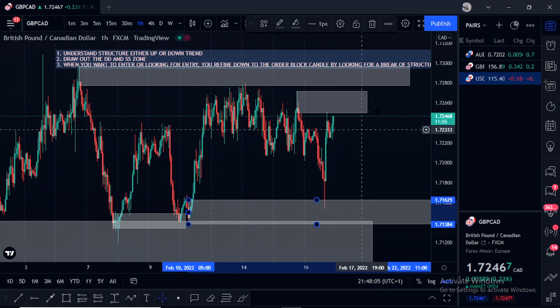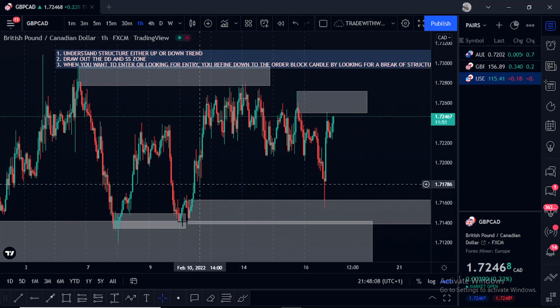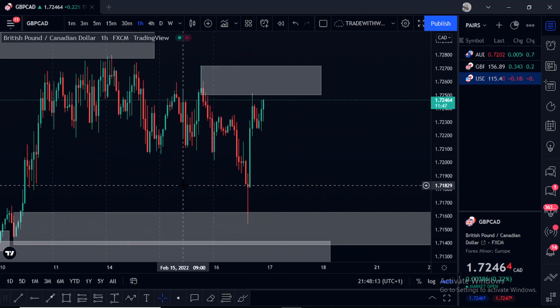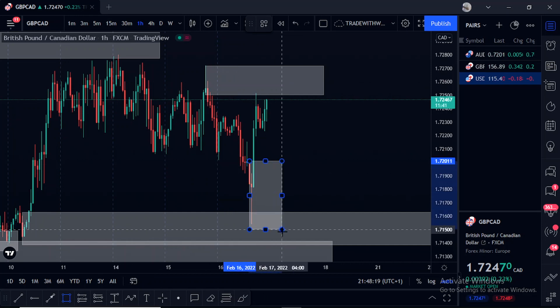So this supply zone has been mitigated here. This supply zone has been mitigated. This demand zone has also been mitigated. And what should we be expecting from here? Let's see if price will break out from this zone. And we should know that there's a turning point area here also.